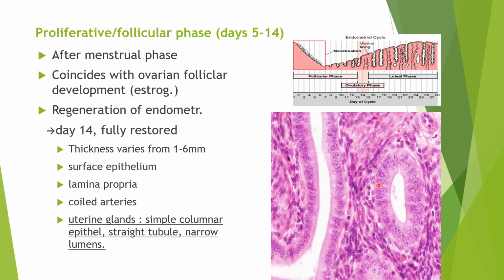The uterine glands in this phase are simple tubular in nature. They are lined by simple columnar epithelium with a mixture of both ciliated cells and secretory cells, and these glands have a narrow lumina at this phase of the menstrual cycle.